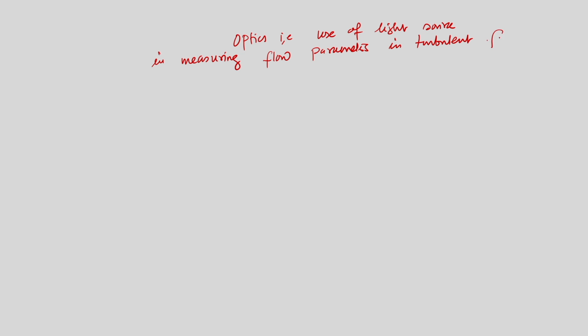So, now if we write that optics, that is the use of a light source in measuring flow parameters in a turbulent flow environment, offers both qualitative picture, this is very important, but a qualitative picture where overall flow behavior is important.